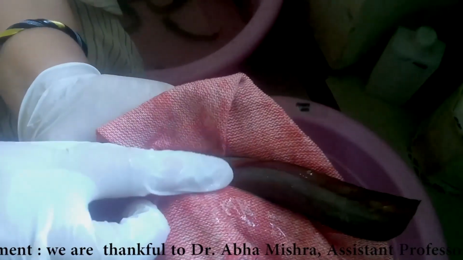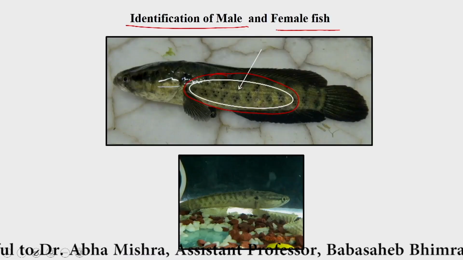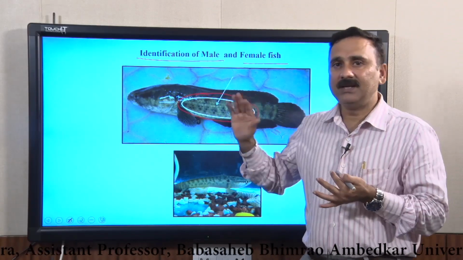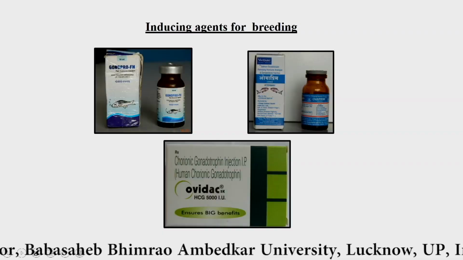Once you identify using these characteristic patterns, which would be exclusive to that particular species or those class of fishes, then you segregate the male and female separately. Then you are going to induce.